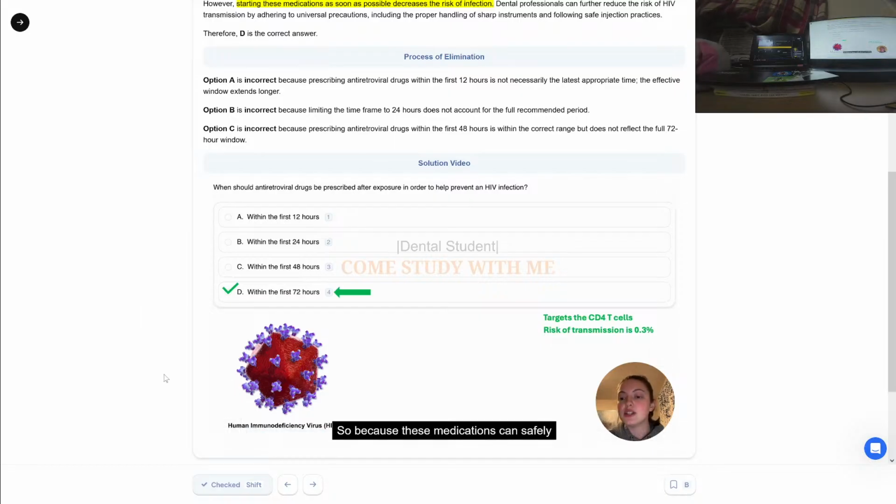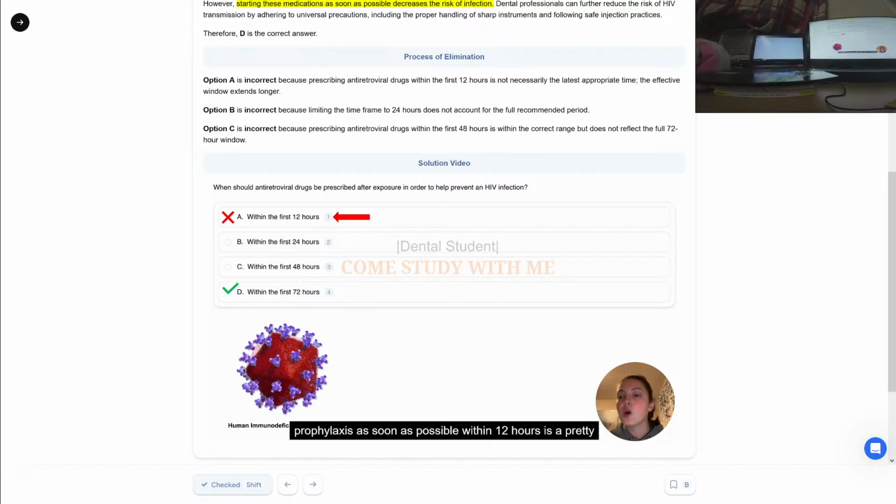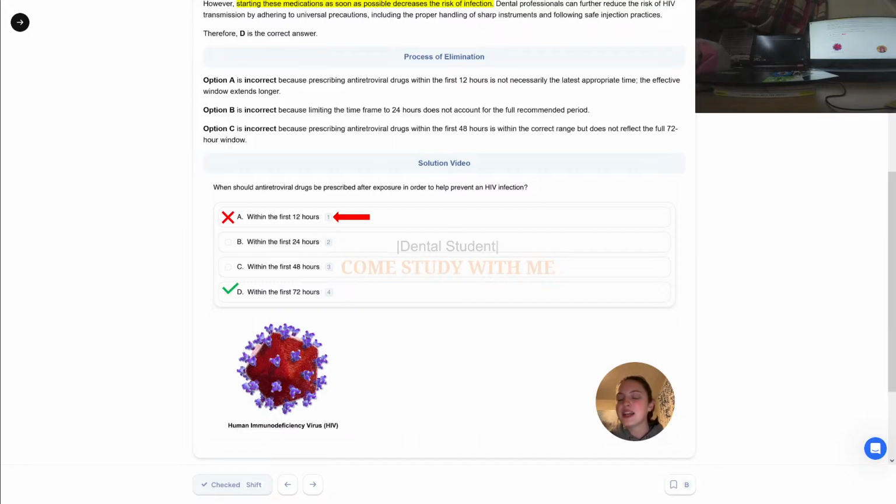So because these medications can safely and effectively be prescribed for up to 72 hours after the exposure, we know that this is the correct answer choice. It's not within the first 12 hours. This is incorrect because although it is recommended to start this post-exposure prophylaxis as soon as possible, within 12 hours is a pretty impractical length of time, and it's not the actual correct window that a person has after a needle stick incident. And because of that, this answer choice was incorrect.